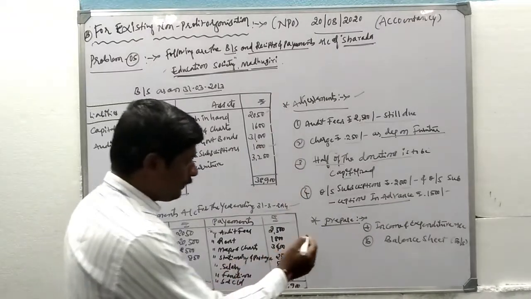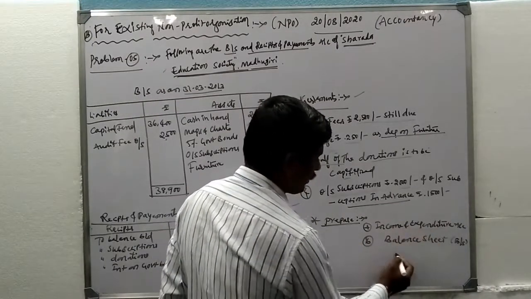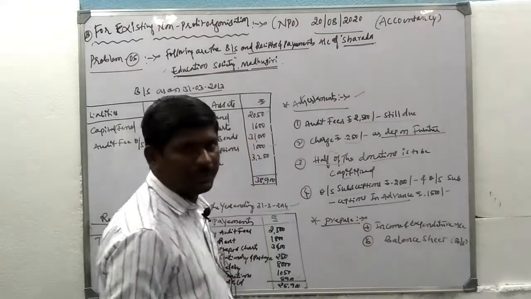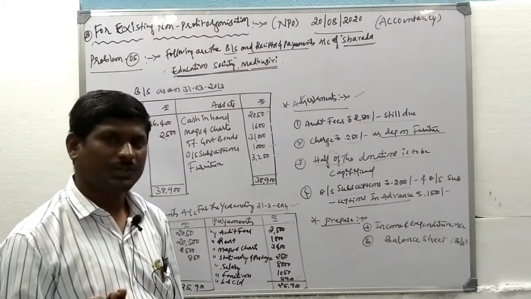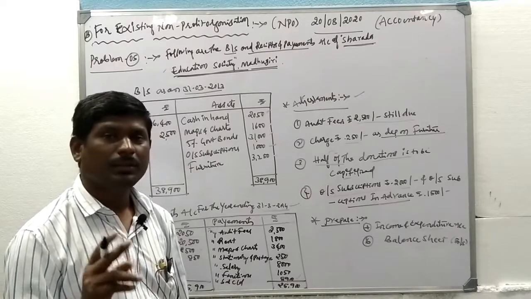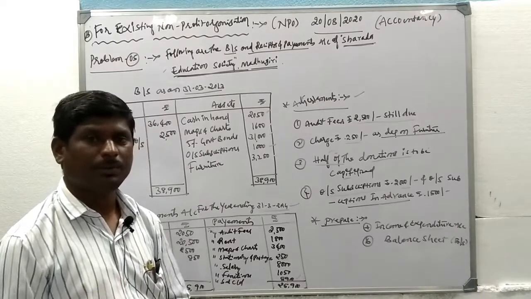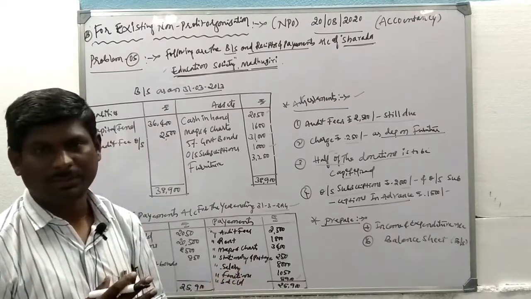The next, prepare the income and expenditure account and balance sheet. There are two formats that will be opened, the income and expenditure account and the balance sheet.